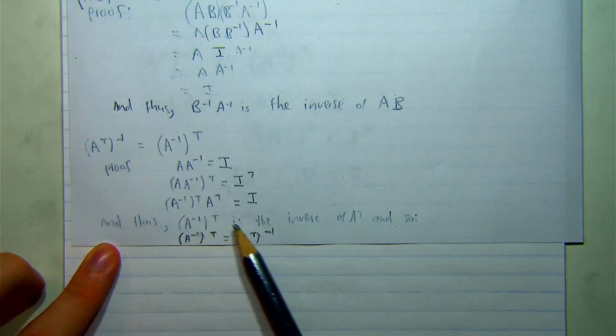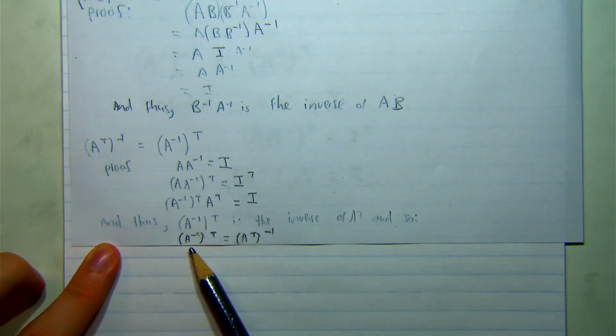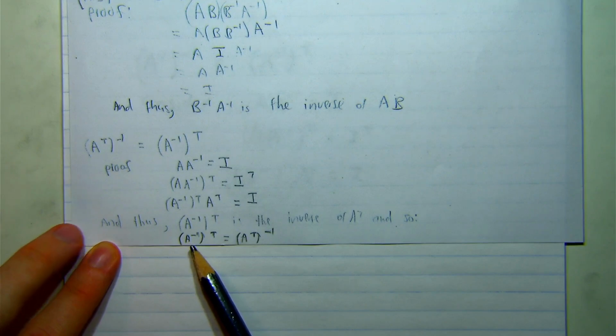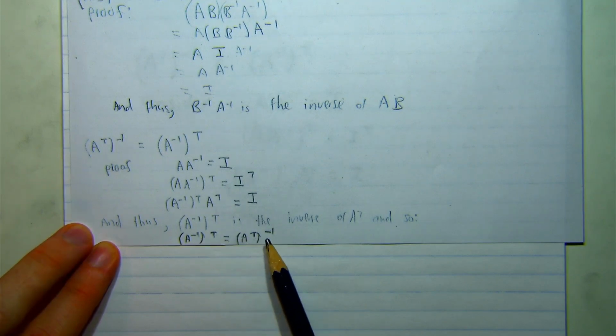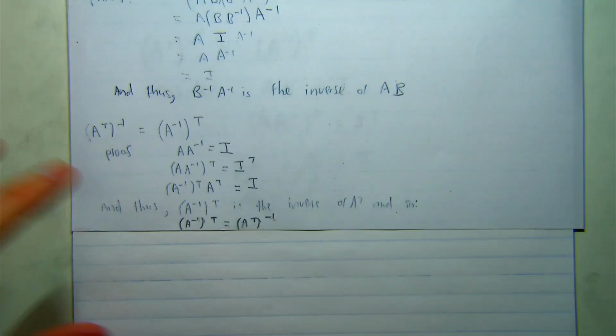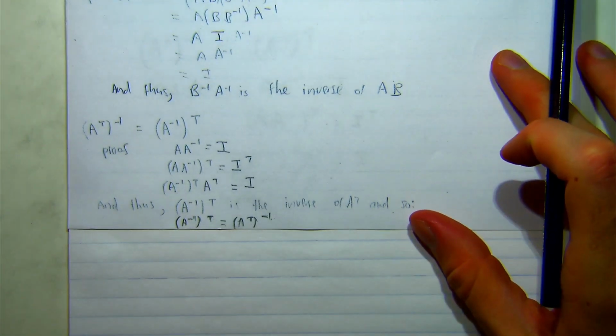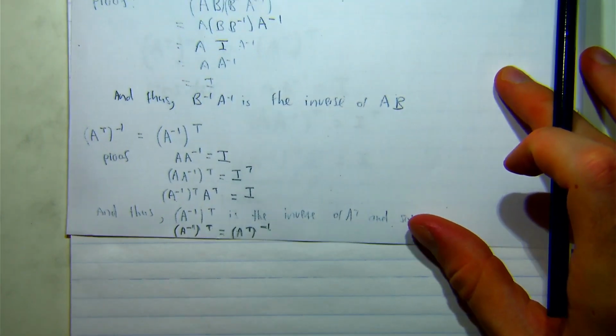Thus, A to the minus 1 transpose is the inverse of A transpose, and so we can write that out as A to the minus 1 transpose is equal to A transpose to the minus 1. That's what this means. All right, so that's some linear algebra rules for us to look at.